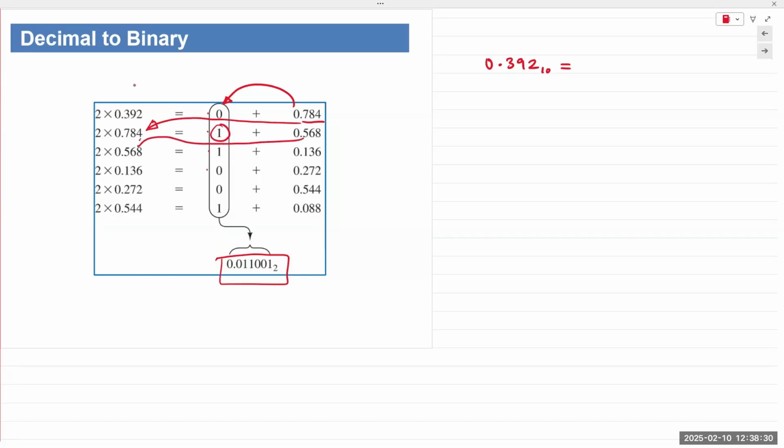0.568 is multiplied by 2 again. 0.568 times 2 gives us 1.136. 1 is brought here, and 0.136 is further multiplied by 2. We keep going on with this process until we reach the desired number of decimal places in the binary.